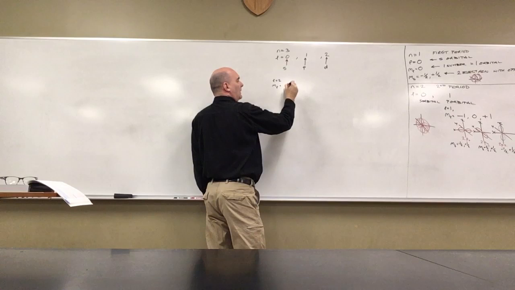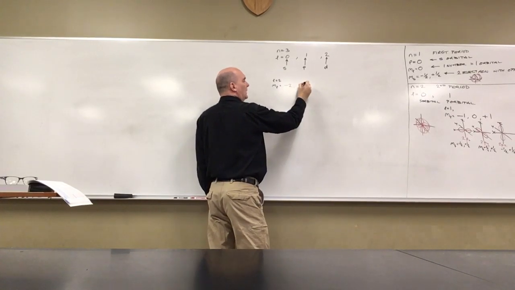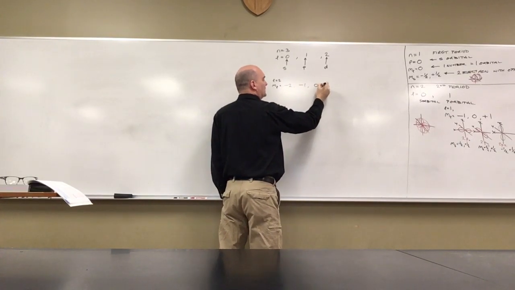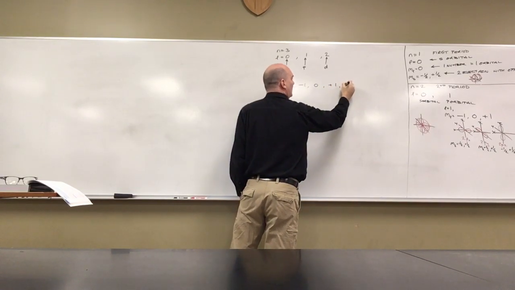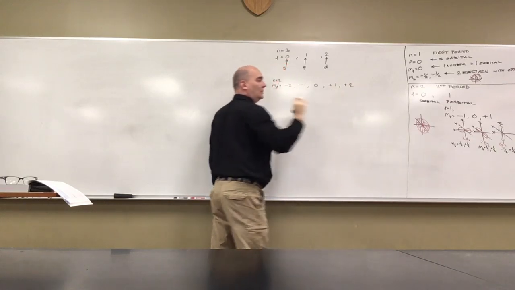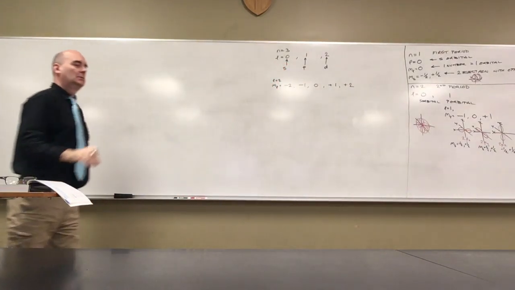You mean minus 2, 0, 0, negative minus 1, 0, negative 2, 0, plus 1, use the sign, and plus 2. Don't just say 1 and 2. Make sure that it's a plus or a negative.